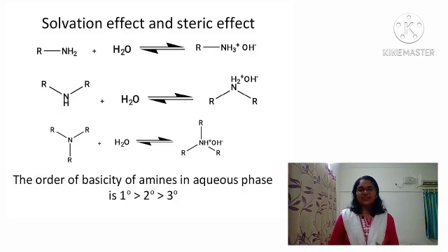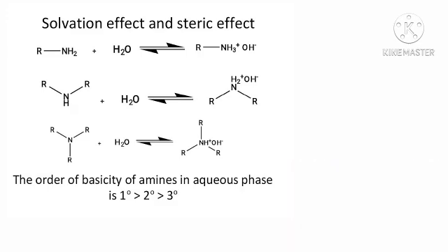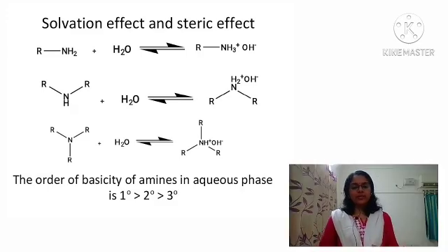So let us first deal with the solvation effect. In the solvation effect, we are adding water to primary, secondary and tertiary amines. When we add water to a primary amine, it gets protonated and there are three hydrogen atoms surrounding the nitrogen atom. In the secondary amine, when we add water, there are two hydrogen atoms surrounding the nitrogen atom. When we add water to the tertiary amine, only one hydrogen atom is around the nitrogen.